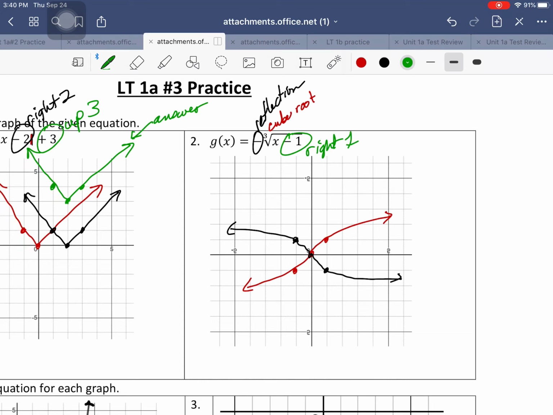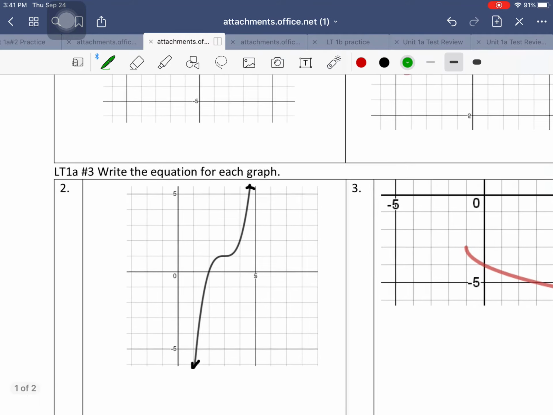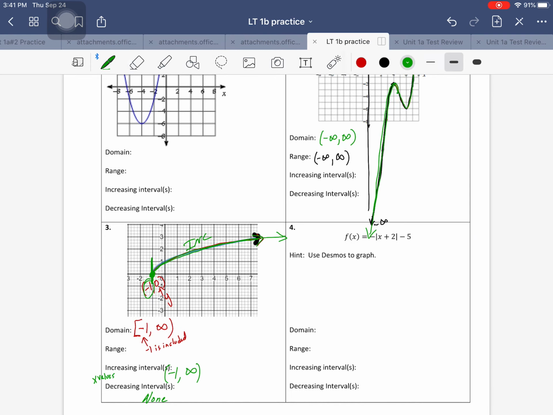And lastly, it's going to go right 1. So each one of those points, make them go right 1. Erase that one. And redraw. And in green, that is your answer. That's the only one you absolutely need on the test.